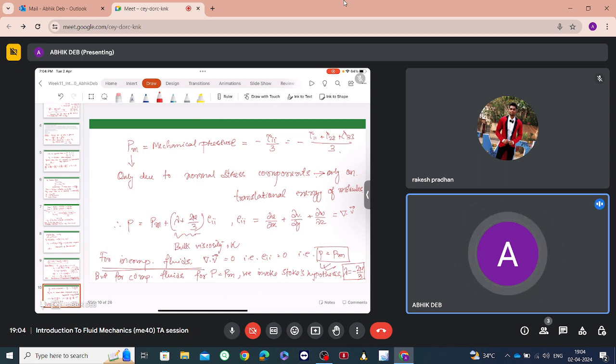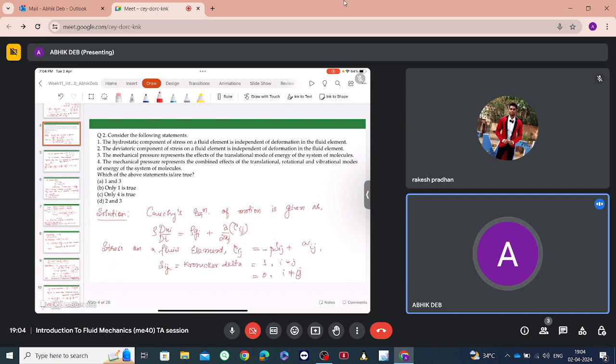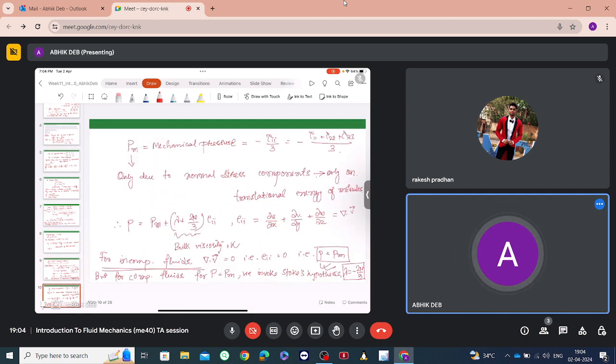Okay, so the correct answer for this one will be, 3 is correct. So the correct answer for this is 1 and 3 are correct. 1 and 3, that is option number A.